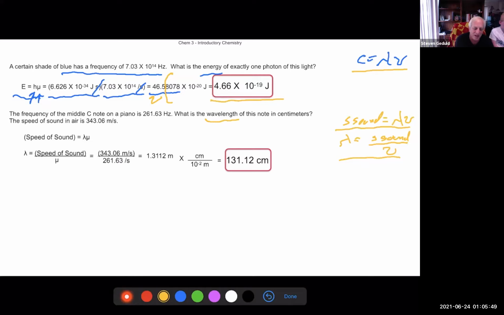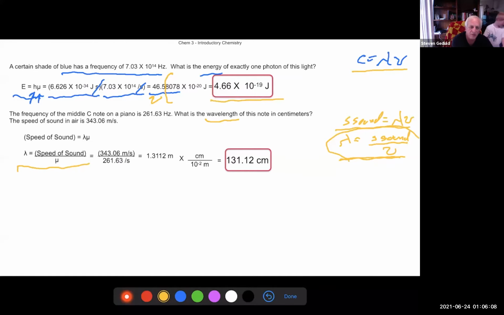All right. So now we got lambda, right? Everybody see we rearranged that equation. So we have lambda equals the speed of sound over nu, the frequency. Okay. Speed of sound is 343.06 meters per second. Frequency is 261.63 per second. That's what hertz is. We have per seconds on the bottom, per seconds on the top. Those cancel. We're left with meters.